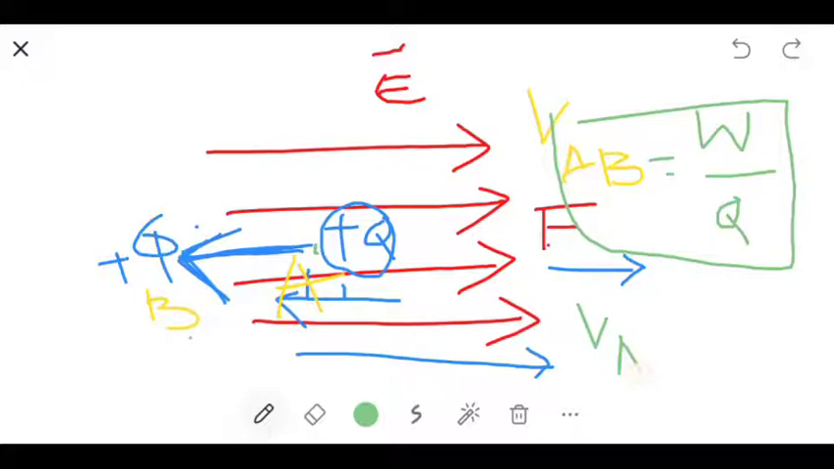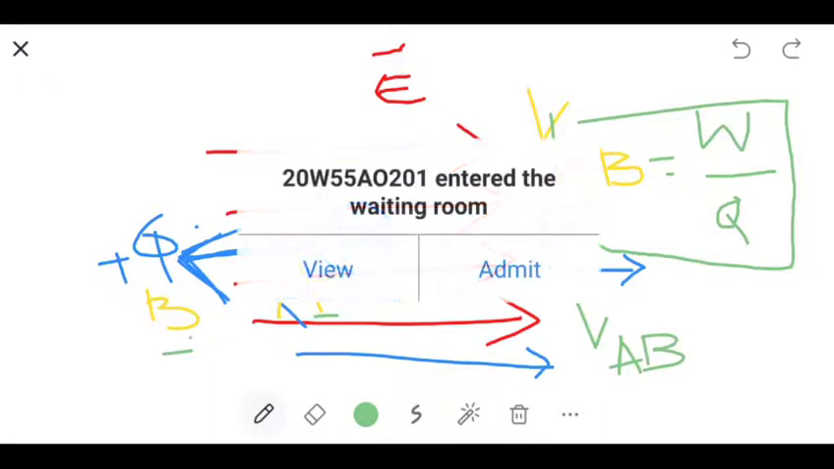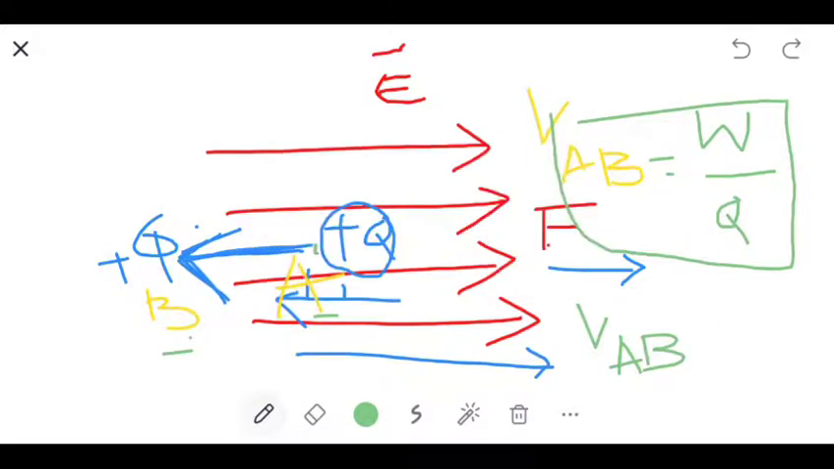With reference to final position B, initial position is A. The work done in moving a unit positive charge Q from B to A is VAB equal to W by Q. Work done per unit charge is known as electric potential.